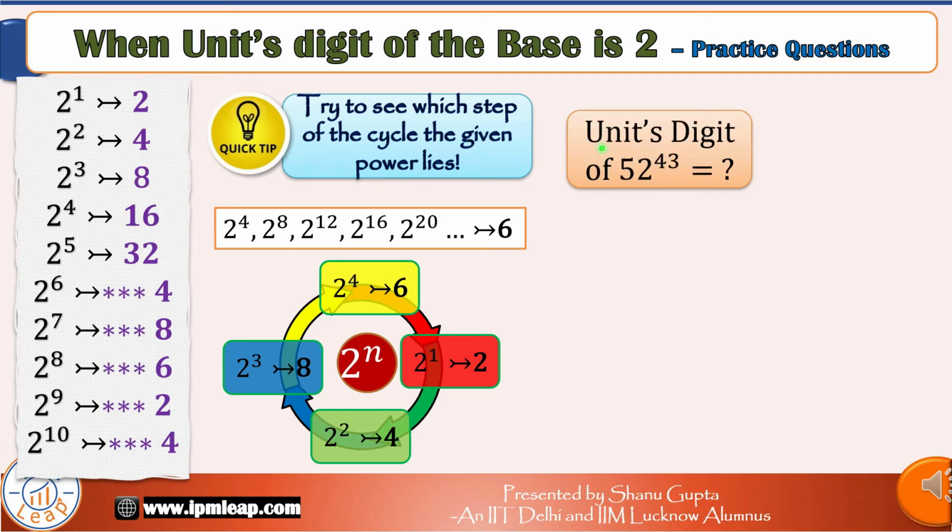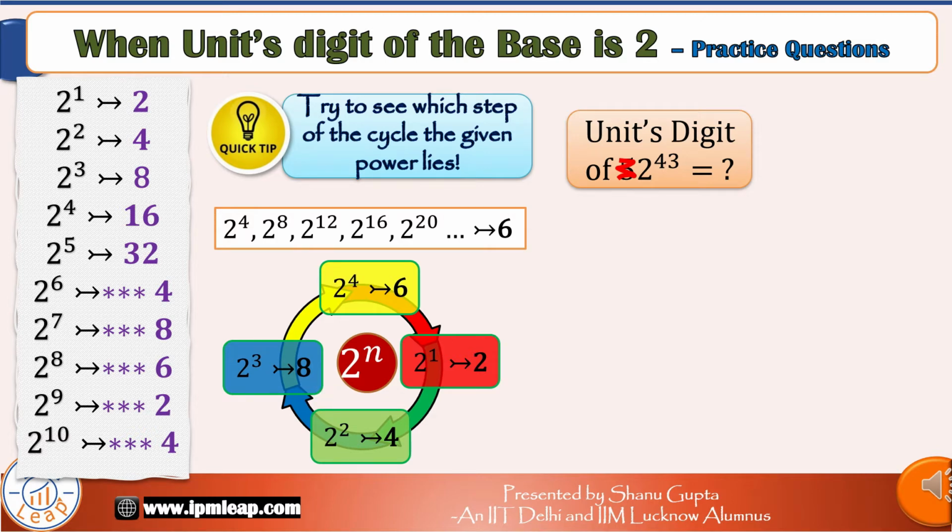What's the units digit of 52 raised power 43? Just ignore the 5 in the base and keep only 2. Find the units digit of 2 raised power 43. Which step of the cycle would this be? Okay, so if the power were 40, a multiple of 4, that would be at the fourth step, right? 43 minus 40 is 3. So the power of 43 means we are at the third step of the cycle. Units digit will be the same as that of 2 raised power of 3. That is, it will be 8. Our answer is 8.